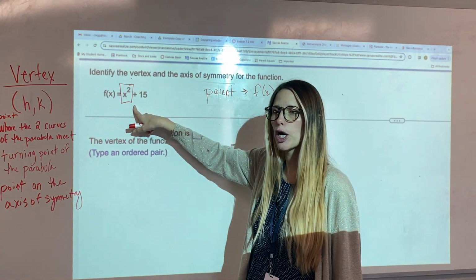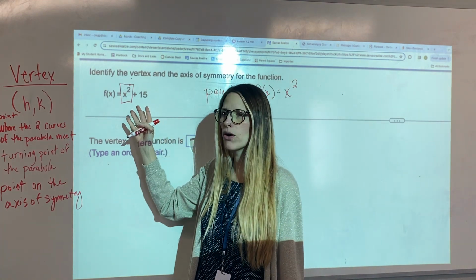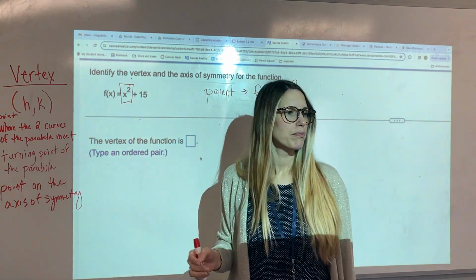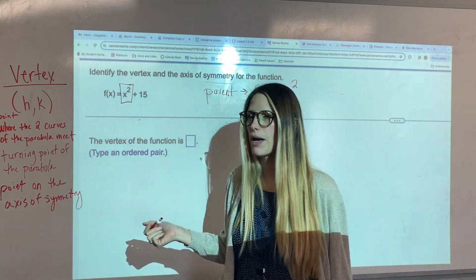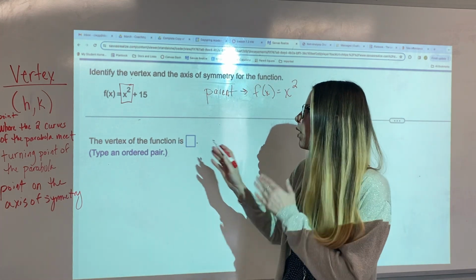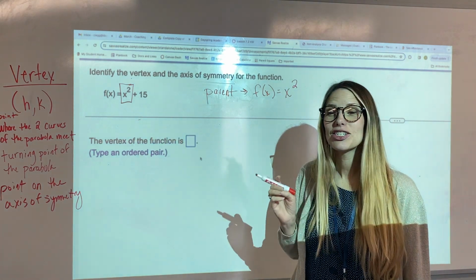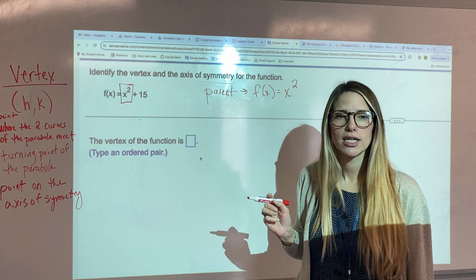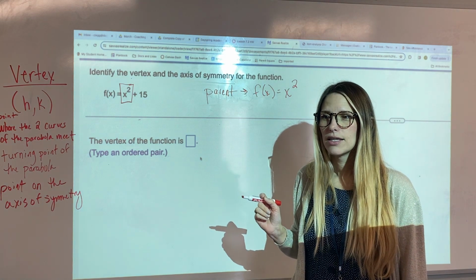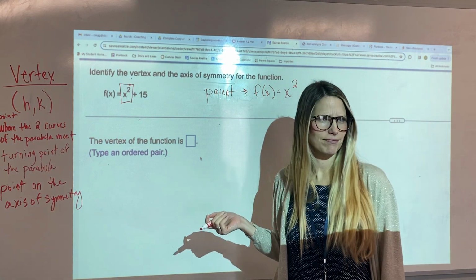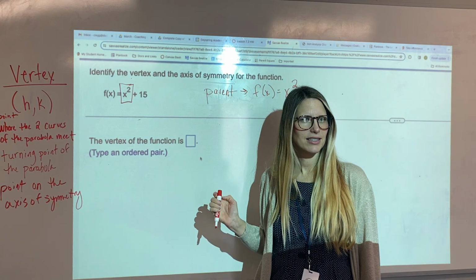How is this little baby different than the parent function? Before we worry about the vertex, let's analyze how this is different. The 15 is the difference, right? What does that mean in terms of what this graph looks like compared to this? It's going to shift which direction and how far? Up. The plus 15 is where it's going to be on the y-axis.